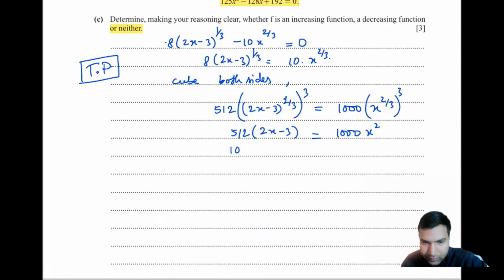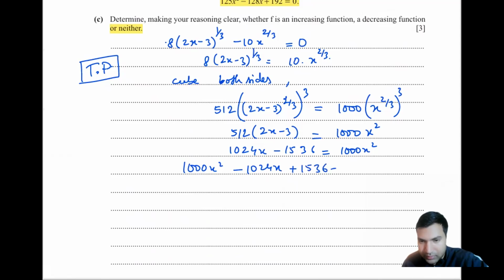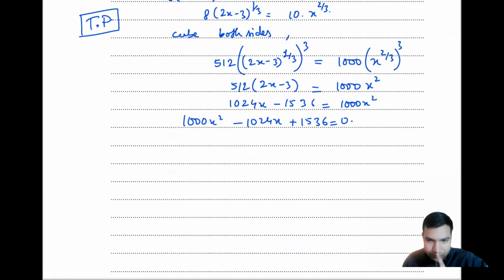Now, if I solve this, I'll get 1024x minus 1536, and this is 1000x squared. Now, transposing everything to the right hand side, I get 1000x squared minus 1024x plus 1536 equal to 0. So if I take 2 common, this becomes 500x squared minus 512x plus 768 equal to 0.